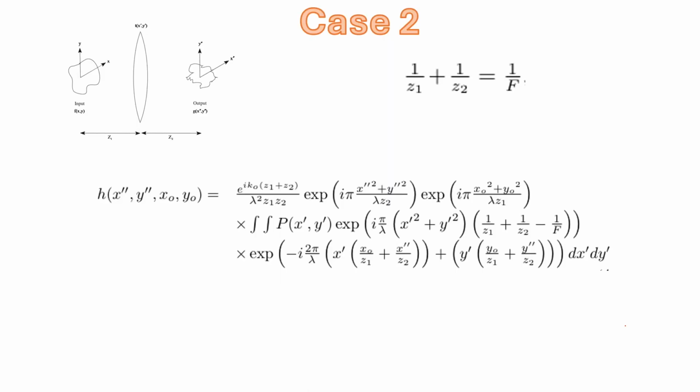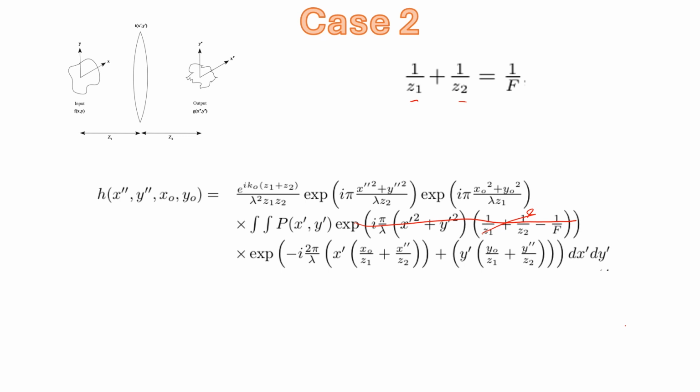Let's return to the impulse response and look at another condition between the input plane and the output plane. Here we'll choose 1 over z1 plus 1 over z2 equal to 1 over f, which will set this term equal to 0 and remove the quadratic term from this integral we have for the impulse response. This, of course, is the thin lens imaging condition that we previously derived in episode 25, for a condition where we'll get an image of f at the output plane.